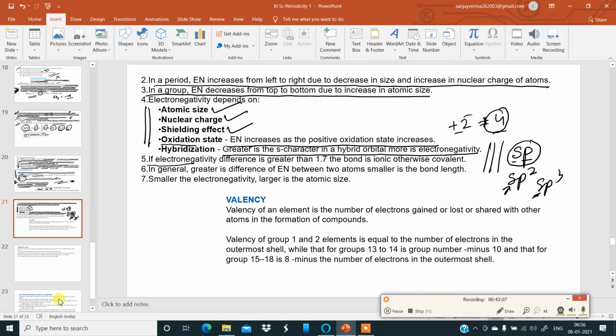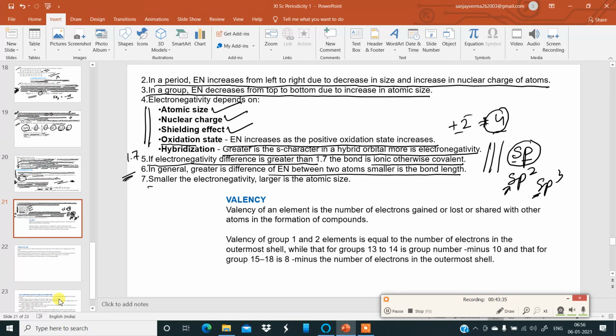Then, if the electronegativity difference is greater than 1.7, remember this figure 1.7, the bond is ionic. Otherwise, it will be covalent. Very, very important point. In general, greater is the difference of electronegativity between two atoms, smaller is the bond length. So, if the difference of the electronegativity is greater, the length of the bond is smaller.